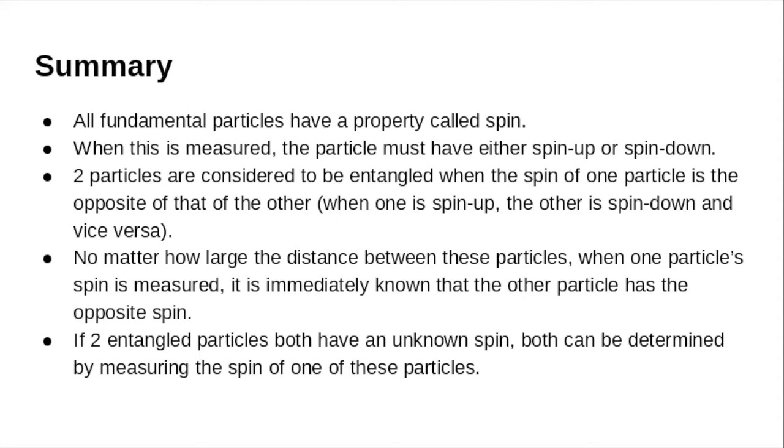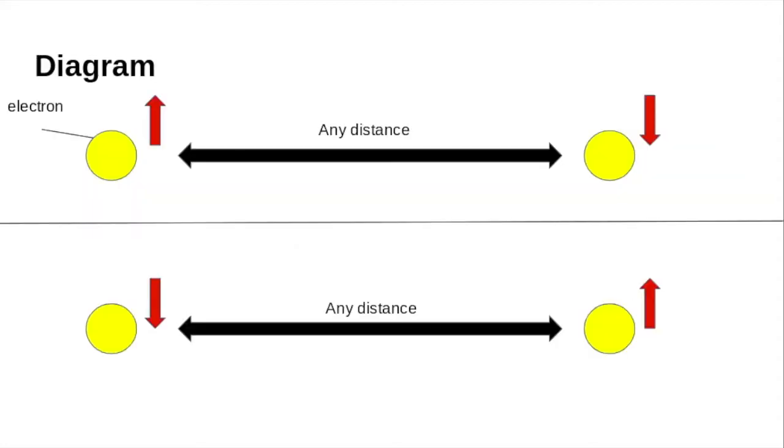When one is spin up, the other is spin down, and vice versa. No matter how large the distance between these particles, when one particle's spin is measured, it is immediately known as a fact that the other particle has the opposite spin to this. If two entangled particles both have an unknown spin, both spins can be determined by measuring the spin of one of these particles. So in this diagram, we see two scenarios with two entangled electrons.